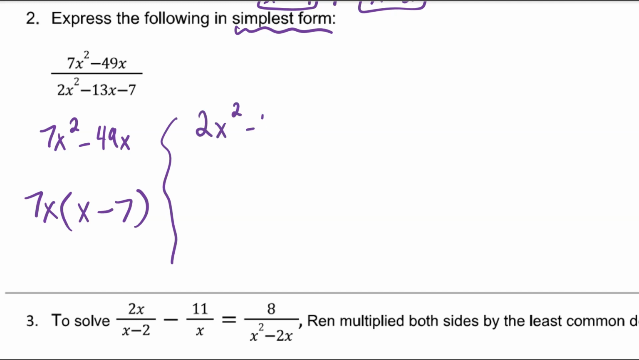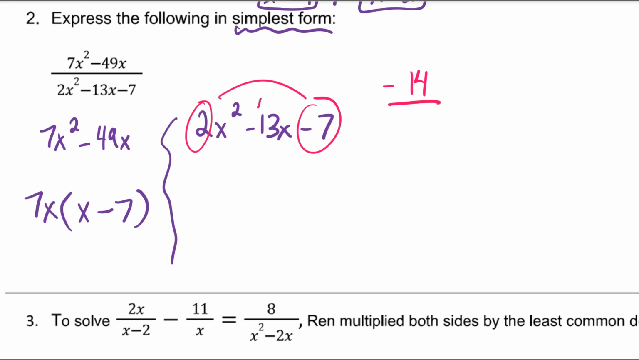2x squared minus 13x minus 7. Well, I can't use the AM method like I did in the last one because I've got a leading coefficient. So this would lead me to use the AC method, where I multiply 2 and negative 7 to get negative 14. And I want to think of numbers that multiply to negative 14, but add to that negative 13 in the middle. Well, I know 7 and 2 probably isn't going to help me, but if I choose negative 14 and positive 1, those sum to negative 13.